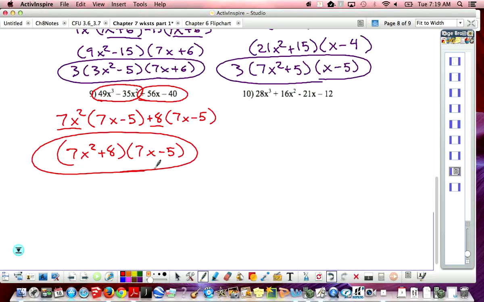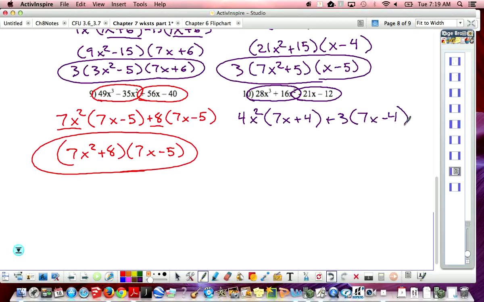All right, last one on this page. Factoring 28 and 16, they have a 4 and an x squared in common. So I'm left with 7x plus 4. 21 and 12 have a 3 in common. And I get 7x minus 4.